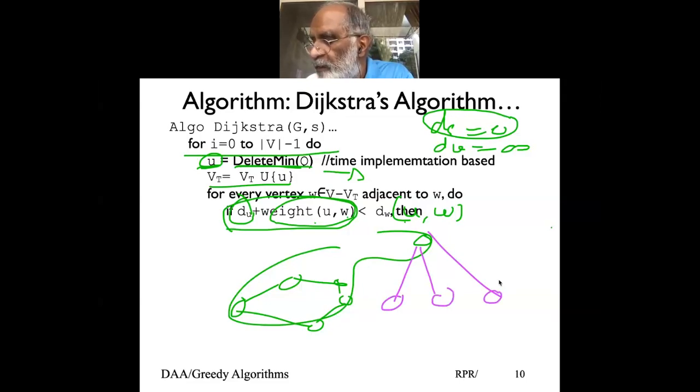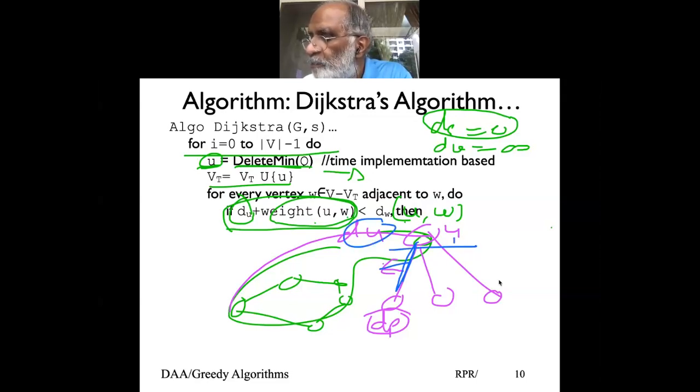If the current label of this node p is more than this label plus this edge cost, so this label, let's say node u, so du plus c of uw, if the current label of p is more than this, that means I should update the label, and that is essentially what we are doing.